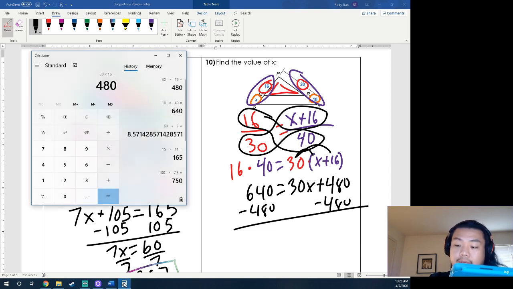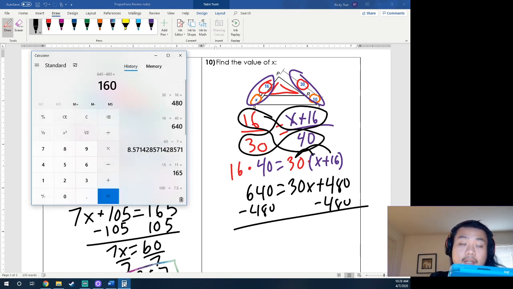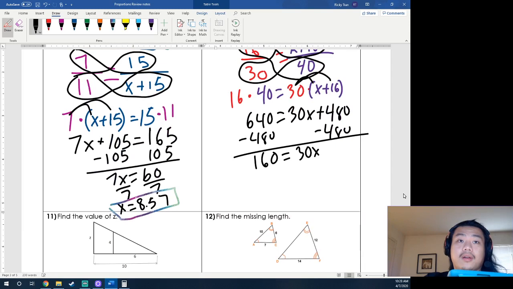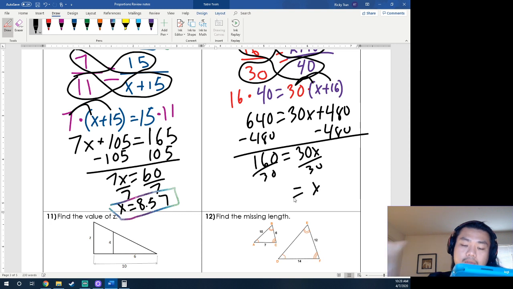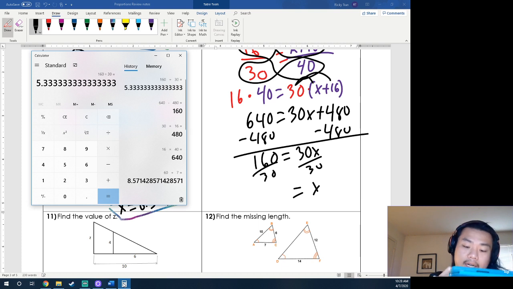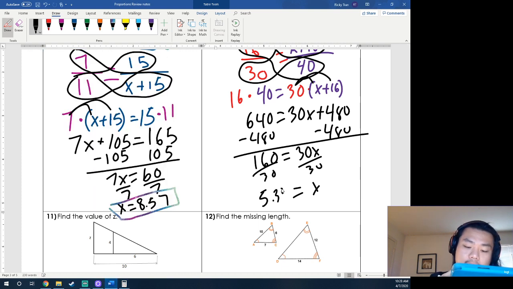So 640 minus 480 is 160, which is equal to 30x. Okay, from here we divide by 30. So x is equal to, let's see what that is, 5.33 repeating.